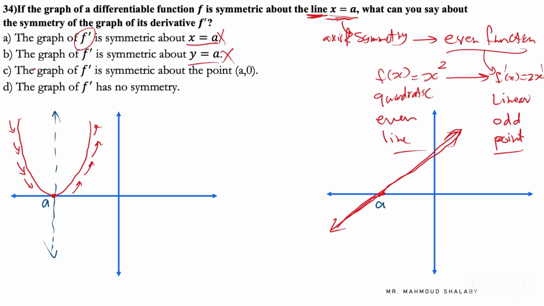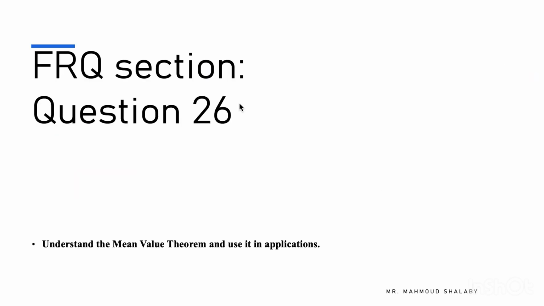Now the third choice: the graph of f prime is symmetric about the point (a, 0). Remember, this is x, so the y is 0, which means the point is on the x-axis. So this will be true. The last one, the graph of f prime has no symmetry, will be wrong, because if it's a symmetric graph, when it's an even function, its derivative will be symmetric about the point. All right, guys? I hope it's clear now.